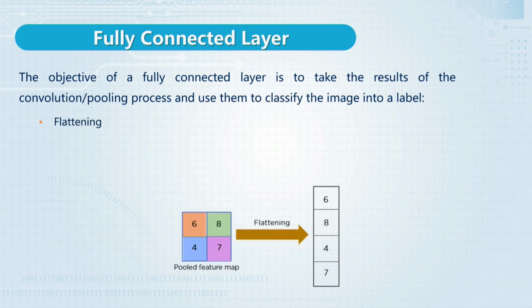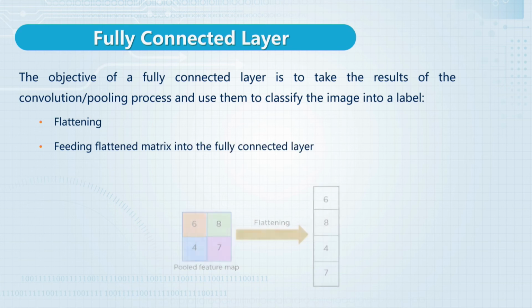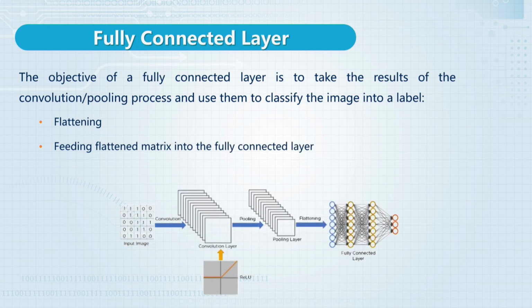First, we should flatten the matrix into a vector. This step in the process is called flattening. Flattening is used to convert all the resultant two-dimensional arrays from pooled feature maps into a single long continuous linear vector. Then the flattened matrix is fed as input to the fully connected layer to classify the image.